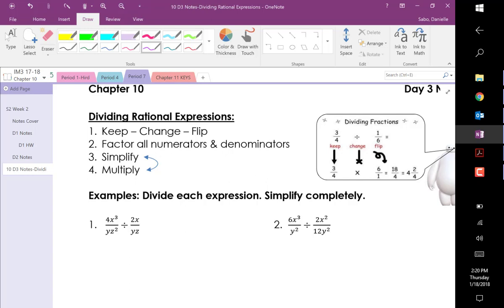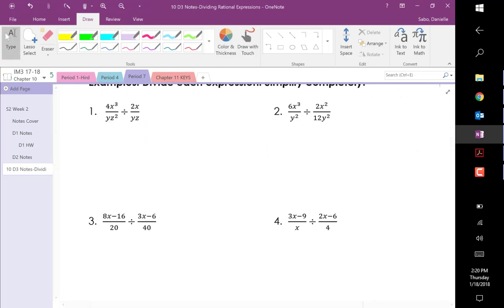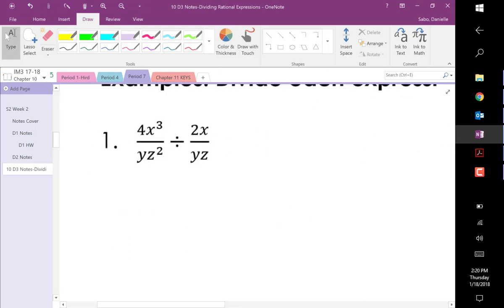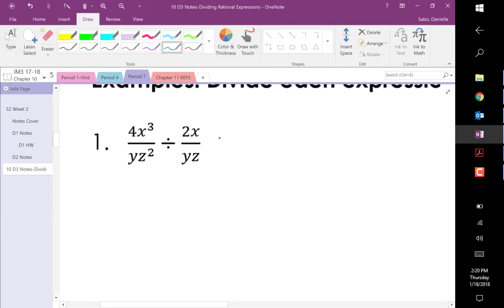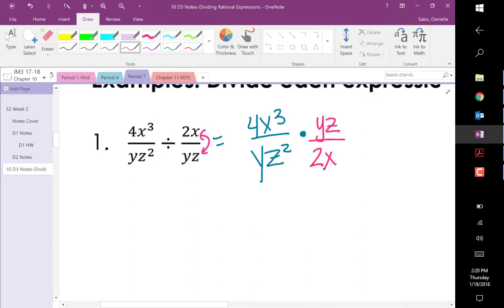Let me show you one example, and maybe you'll think, okay, that's not that bad. The very first one that we're going to do, remember, keep, change, flip. It's like KFC, but the C's in the middle. I'm going to keep the first fraction, 4x cubed over yz squared. I kept it and didn't do anything with it. Then I'm going to change to multiplication. Now it becomes a dot, or if you like the cross for multiplication, you can do that too. And then it says flip. So you're going to flip the fraction. And that is the only new step we are doing today.